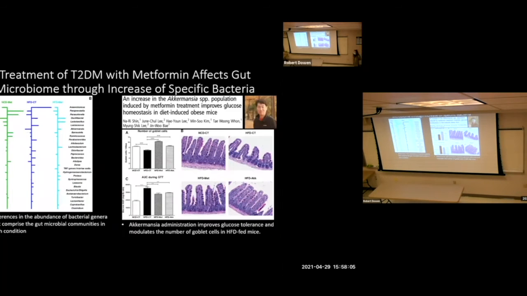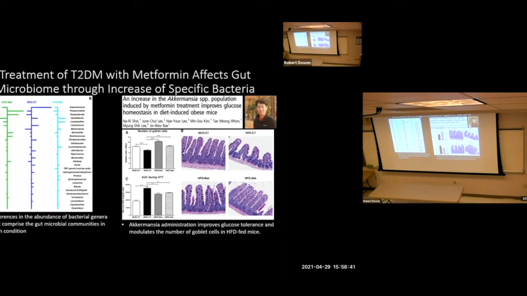So I found this super interesting study that found that an increase in one type of bacteria population in the gut that's induced by metformin treatment improves the glucose homeostasis in diet-induced obese mice. So the first thing that they did is they looked at the microbiomes of these 4 different cohorts of people, both people that didn't have diabetes and people with diabetes. And then in both those 2 groups, people were taking metformin or not taking metformin.